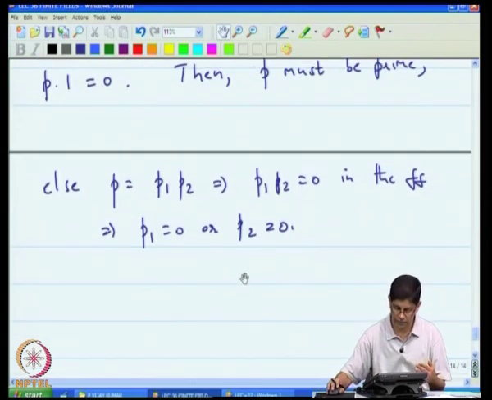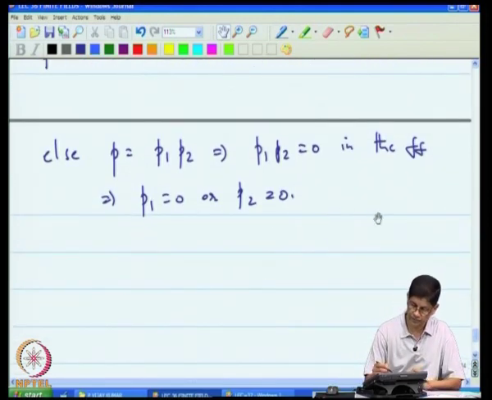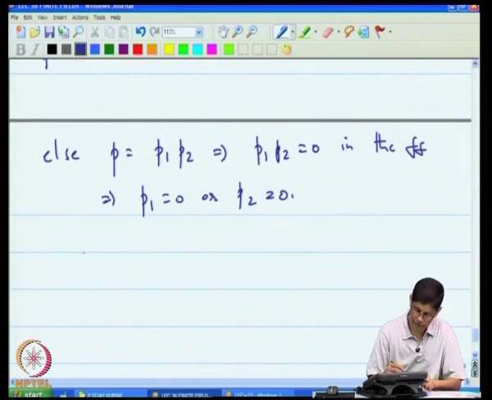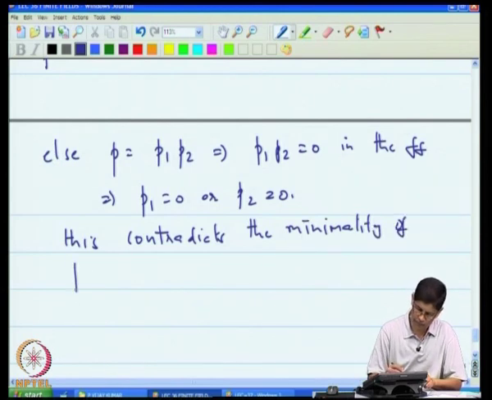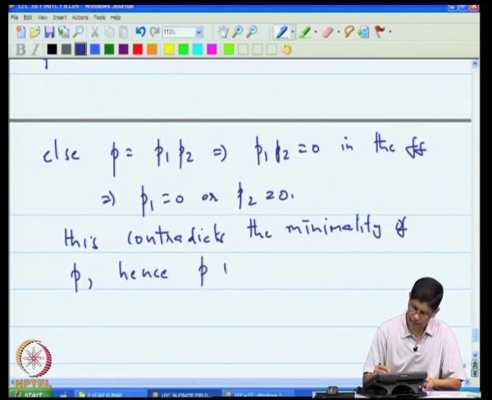So, that is a contradiction, because we assumed that p was the smallest integer with this property. So, this contradicts the minimality of p, hence p is prime.